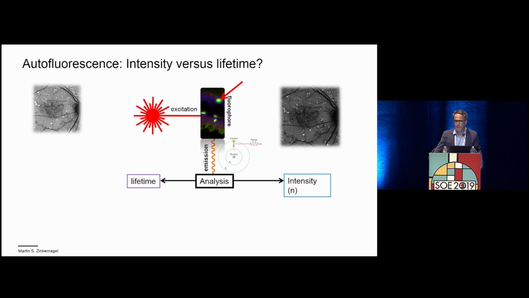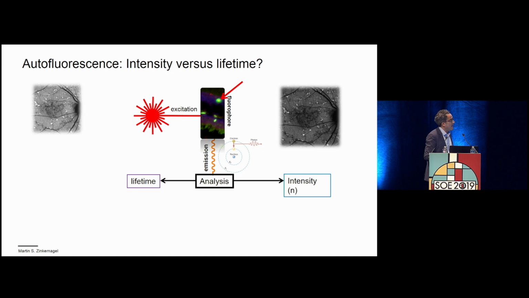I'm sure some of you have seen the principles of fluorescence lifetime imaging. Just to go through it quickly. We can assess autofluorescence in two ways. We can either look at intensity, so the amount of photons coming back to the detector. And you see a typical image over here of a patient with Stargardt disease.